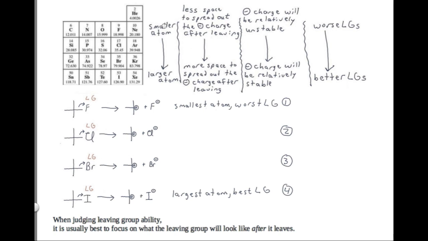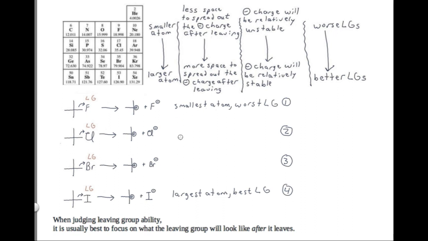Similarly, a smaller atom will have less space to spread out the negative charge that it's going to gain after it leaves. So on a smaller atom, the negative charge will be relatively concentrated and unstable. And since the negative charge after leaving on the smaller atom will be relatively unstable, that makes it more difficult for the smaller atom to leave in the first place. So the larger atoms are better leaving groups, and the smaller atoms are worse leaving groups.